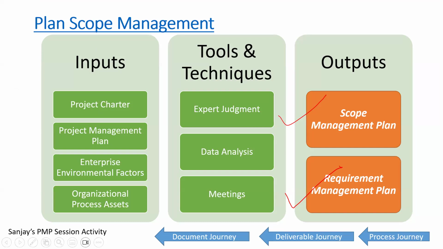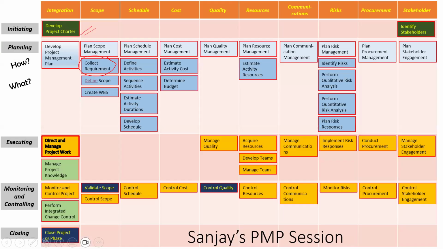One process, sir, does not necessarily create only one output. It could have multiple, correct? Definitely. So the process called plan scope management creates two outputs. One is the scope management plan, one is the requirement management plan, correct? Fine, sir, fine. So why is it not visible here? Because this slide, Kuldeep, is not showing you outputs. This is showing you names of the processes, correct?